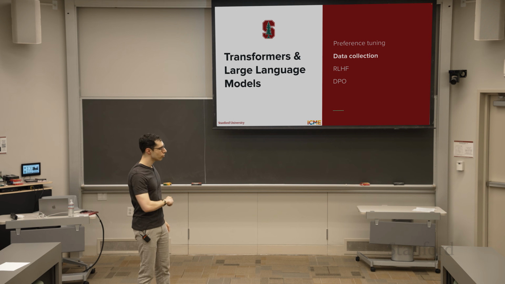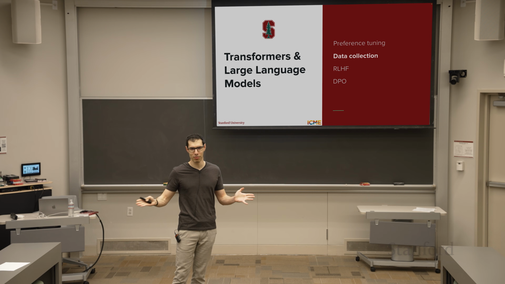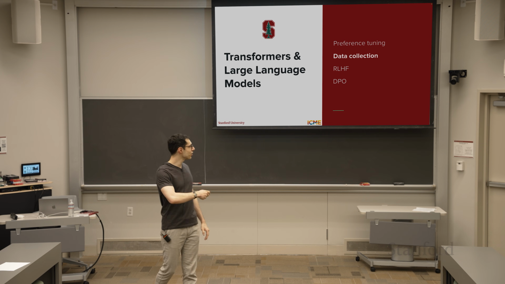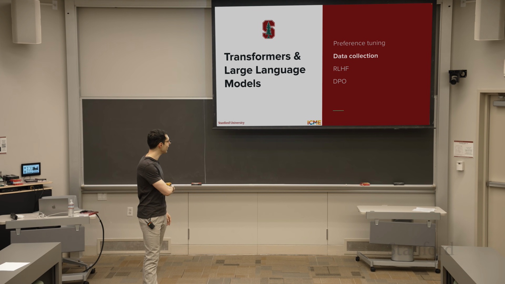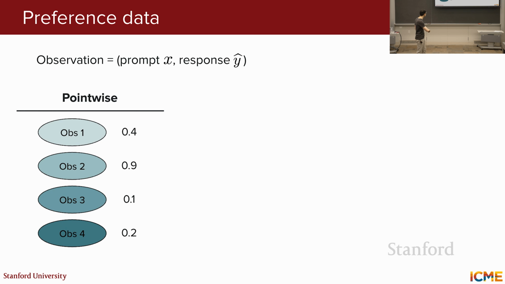Cool. So to start, of course, we need to have our preference pairs. And so we're going to look at this data collection step first. So here's the setup. You have a prompt, let's say write a poem, and you have a given response, which is the poem that is being generated by the model.